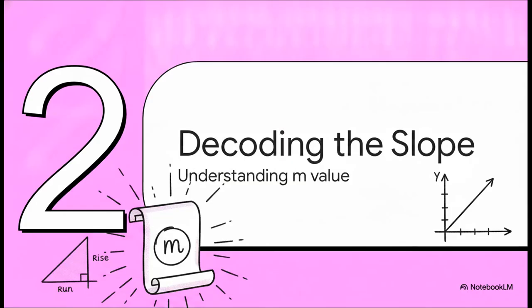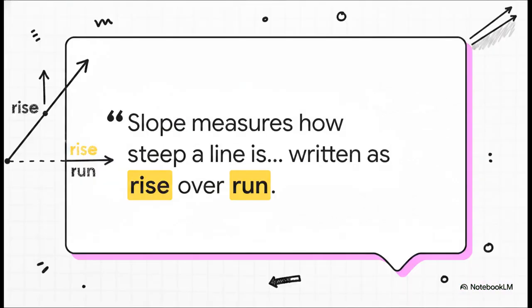Let's move on to section 2, decoding the slope. Slope basically measures how steep a line is. You've probably heard the famous phrase, rise over run. It's a map that dictates exactly how a line moves vertically, that's the rise, versus horizontally, the run, from left to right. It is quite literally the directional map for our straight line.